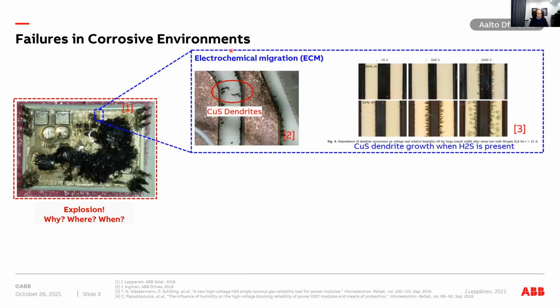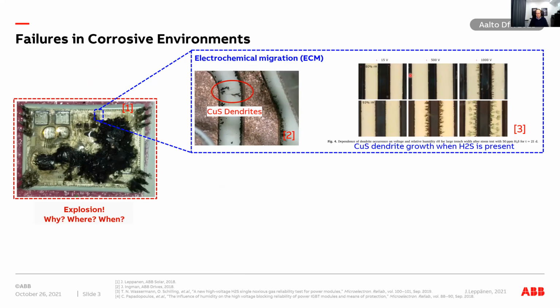Nevertheless, the first kind of failures that can be easily seen can be in these isolation trenches between the copper traces. For example, here, I don't know if you can clearly see it. Actually, this picture is not from the same package, but just a case example. You can see these copper sulfide dendrites growing there. That's one typical issue that's been around.